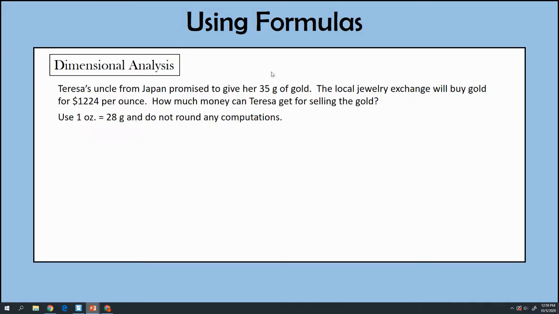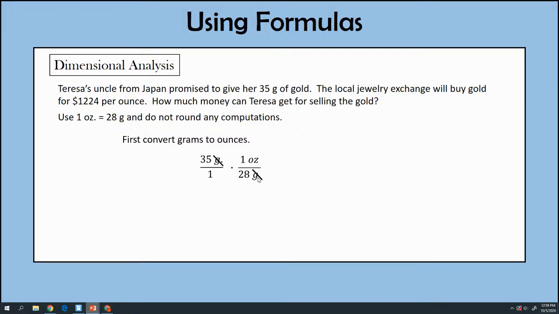So she's given it in terms of grams and she wants to sell it, and it's going to be done per ounce. So the first thing we've got to do is convert grams to ounces. So she's given 35 grams. That's over one. 35 grams over one is the same as 35 grams. Now I'm going to multiply it so I have ounces in the top, grams in the bottom, so I can cancel the grams out. So it's 1 ounce equals 28 grams.